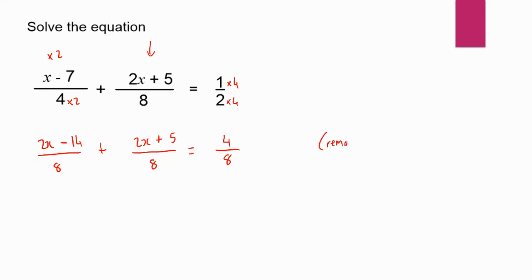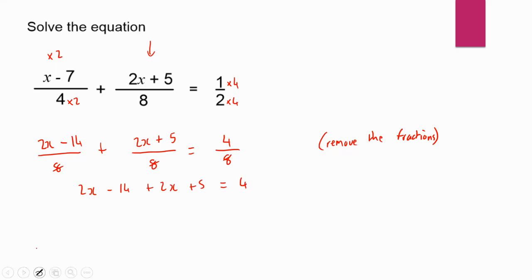Let's remove these fractions. Right, removing the fractions then means the 8s all disappear. So let's rewrite it. 2x take away 14 plus 2x plus 5 is equal to 4.